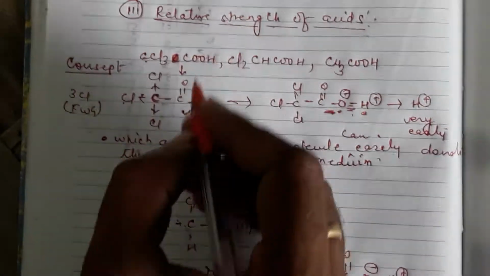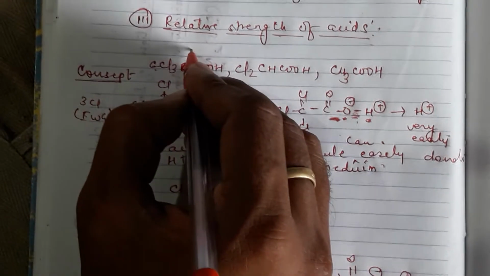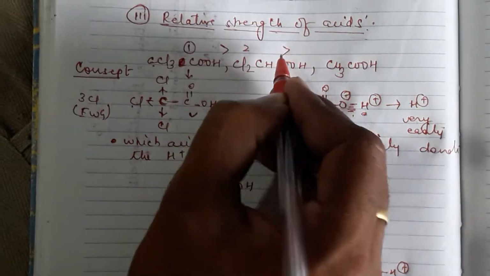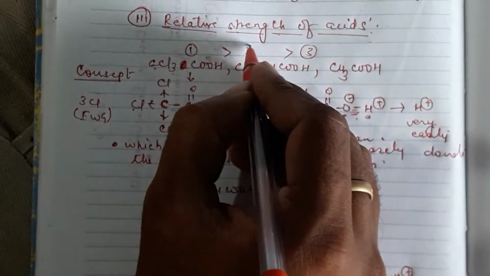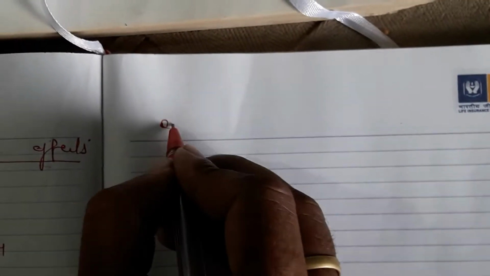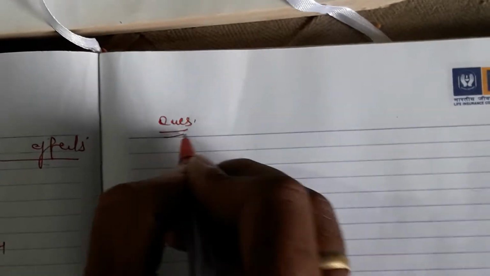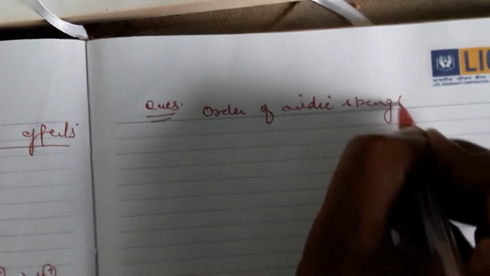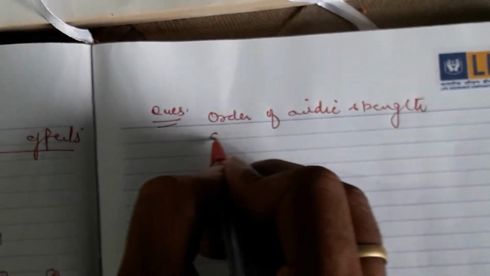So the order will be first, then second, then third. In the examinations, the question will be asked like this: order of acidic strength among the molecules.